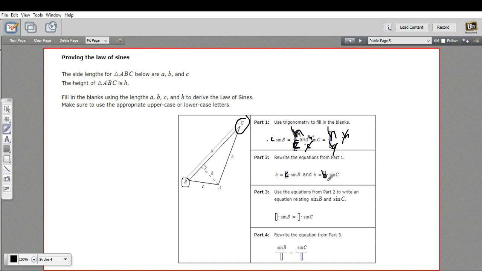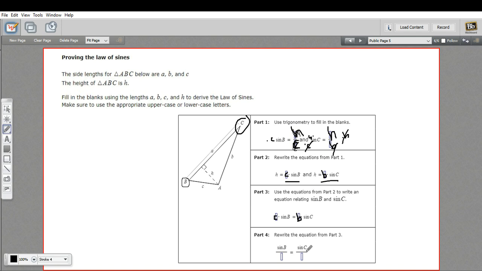All right, now we've got h equaling both those things, so we can actually set each of these parts equal to each other. Since they both equal h, they must equal each other. So we can say c times the sine of b equals b times the sine of c.